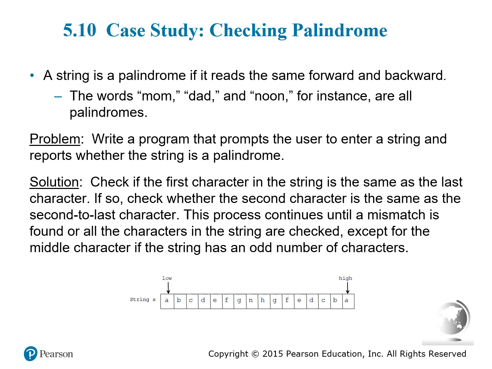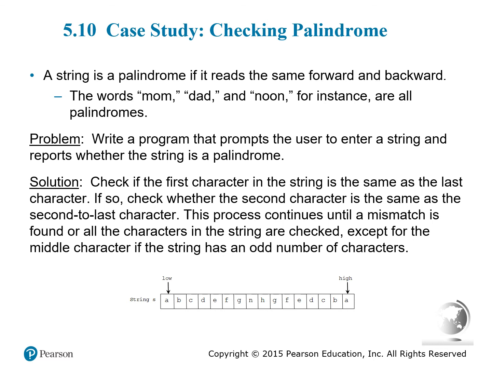The strategy used is to compare characters beginning with the first and the last character to determine if they are the same character. If they are, then we compare the second character and the second to last character, and we continue this process until we find a pair that doesn't match, in which case the string is not a palindrome, or all of the characters are checked, excluding the middle character if there's an odd number of characters, in which case the string is a palindrome.